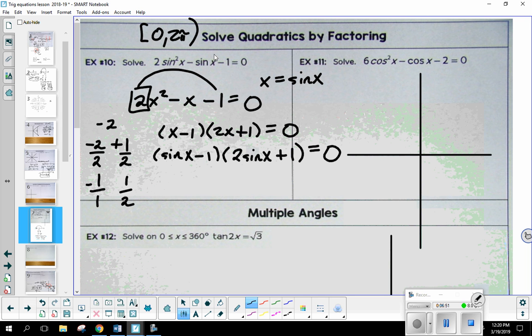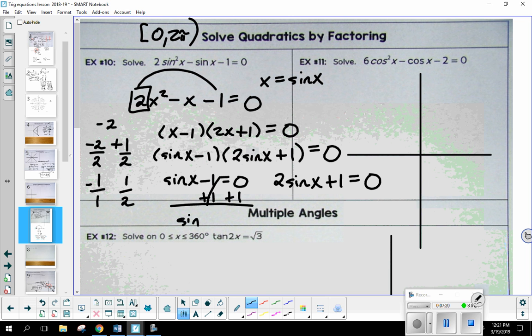We can now use the zero product property. Okay. In fact, one of these is going to be sine of x minus 1 equals 0. The other one's going to be 2 sine of x plus 1 is equal to 0. Now remember, we're only solving it on the one interval between 0 and 2 pi. Okay. So how would I solve this first one for sine? Add the 1. So if I were to add 1, those cancel. So sine of x is equal to 1.